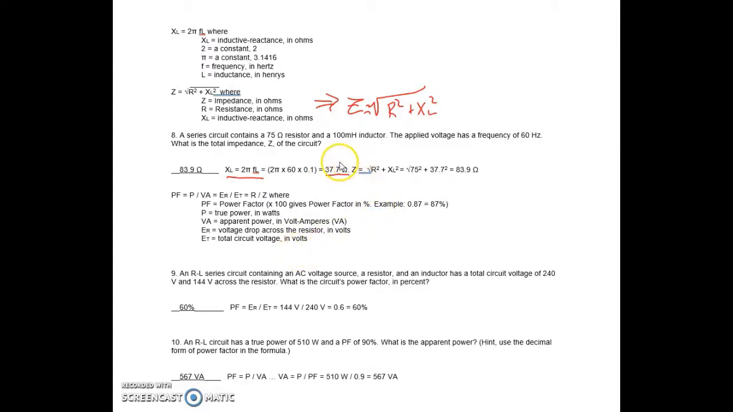When we use the 37.7 in the formula, we get impedance equals the square root of resistance squared plus inductive reactance squared. And the final answer is 83.9 ohms is total impedance.